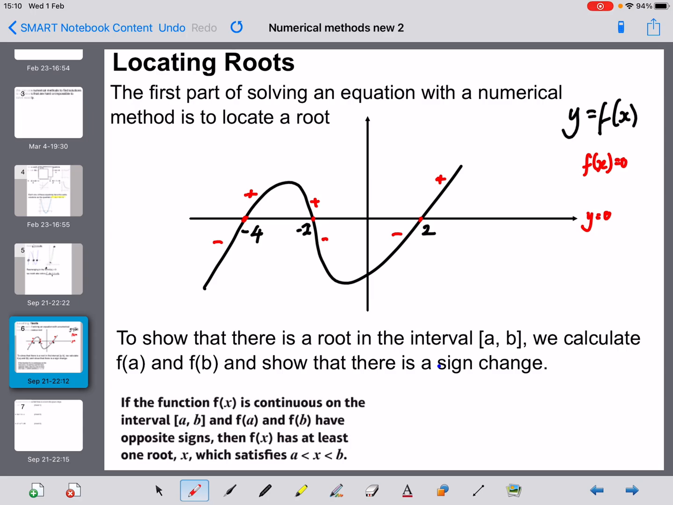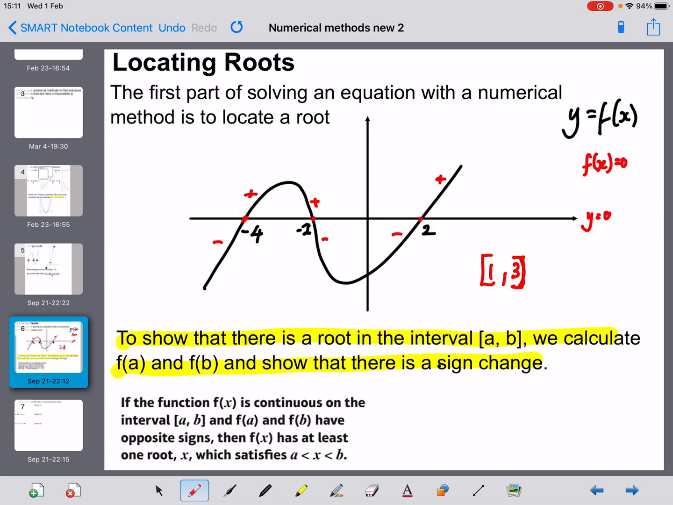So it says here, to show that there's a root in the interval AB, that's not a coordinate, that AB is 2 x values. We calculate f of A and f of B and show there's a sign change. So for example, I know there's a root at 2. Let's say I didn't know that, but I wanted to show that there was a root in the interval 1, 3.